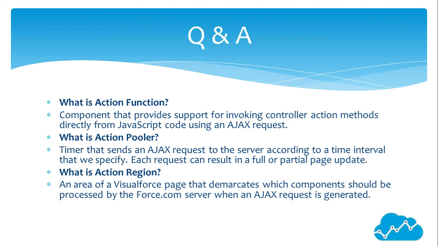What is action poller? A timer that sends an Ajax request to the server according to a time interval that we specify. Each request can result in a full or partial page update. What is action region? An area of a Visualforce page that demarcates which components should be processed by the Force.com server when an Ajax request is generated.